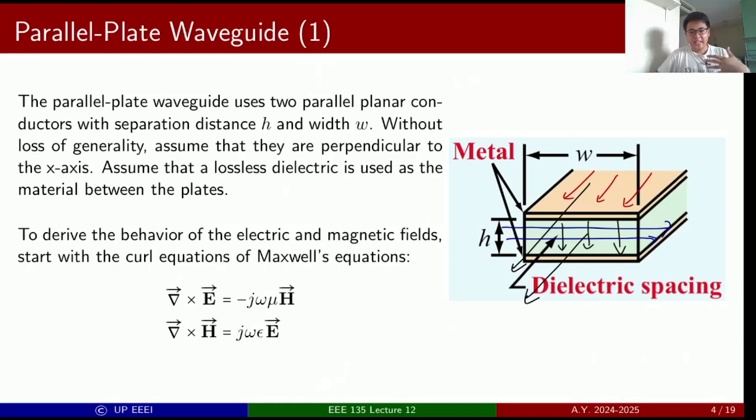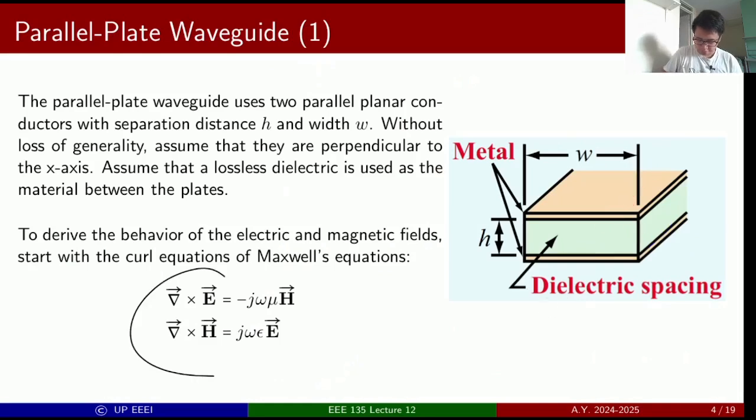Okay, so we will use the curl equations of Maxwell to determine the electric field and magnetic field within this dielectric. There's already a time-changing electric field and magnetic field inside, and they are coupled because of Maxwell's curl equations.